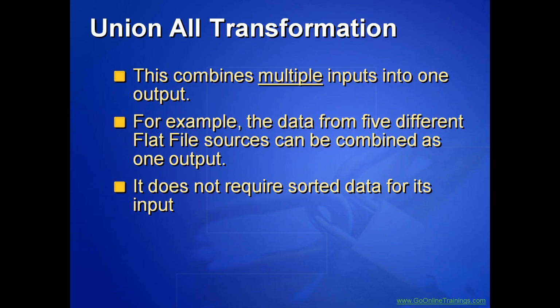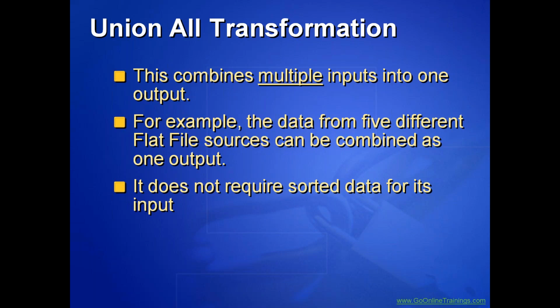Now if I have more than two, how do I merge the data? That is where we use the union all transformation. This combines multiple inputs into one output. For example, data from five different sources: one flat file, second Excel, third XML, fourth a SQL Server table, fifth an Oracle database. You can take any number of sources, five, six, seven. But remember, all sources must have the same columns.